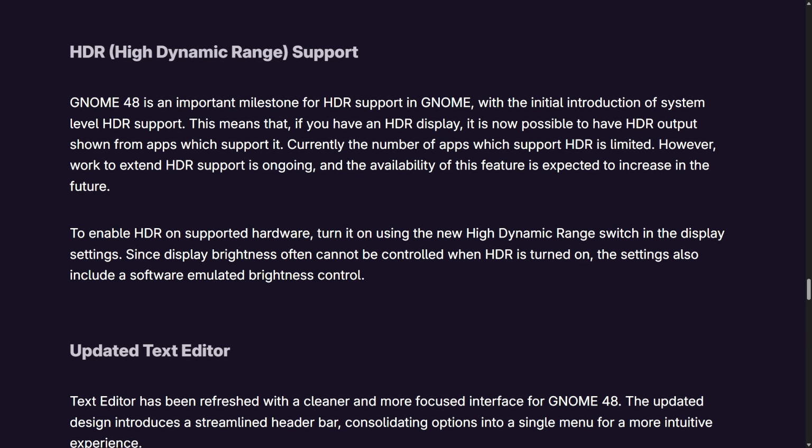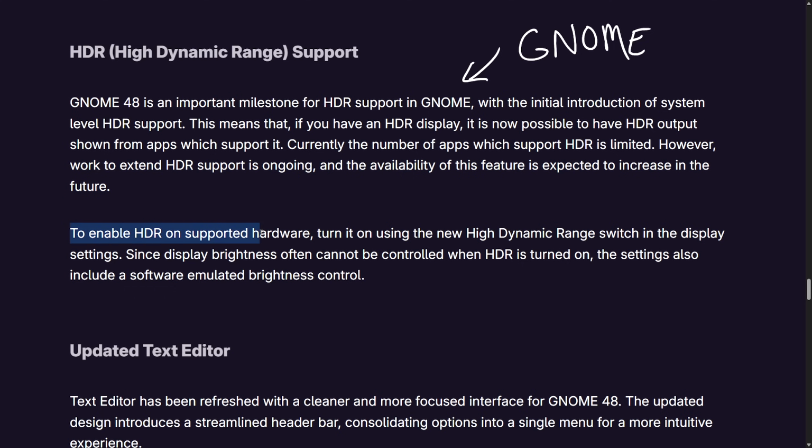And another big announcement by another desktop environment, which is GNOME here. They have officially also announced in GNOME 48 a huge milestone, as they call it, for HDR, high dynamic range support as well. GNOME 48 is an important milestone for HDR support in GNOME, with the initial introduction of system level HDR support. This means that if you have an HDR display, it is now possible to have HDR output shown from apps which support it. Currently, the number of apps which support HDR is limited. However, work to extend HDR support is ongoing, and the availability of this feature is expected to increase in the future.